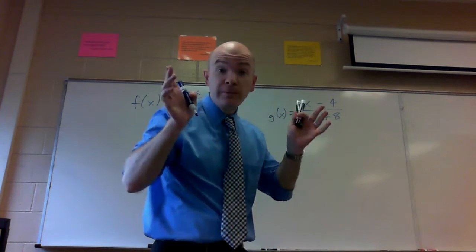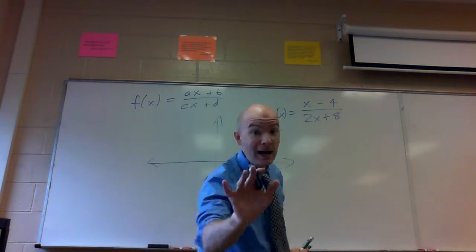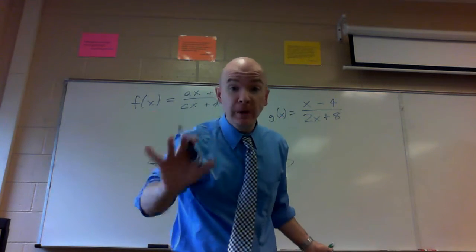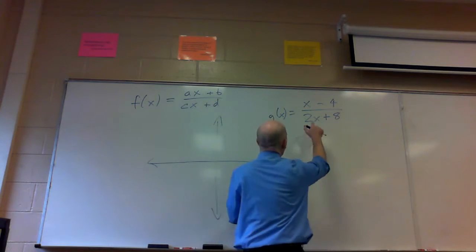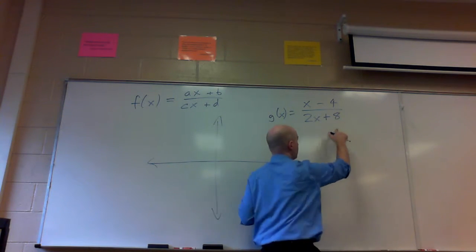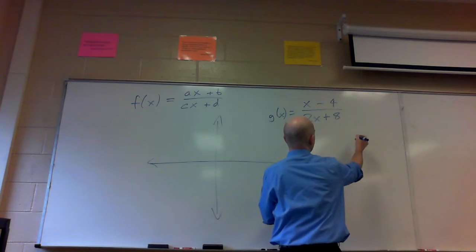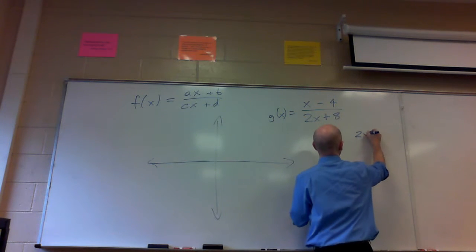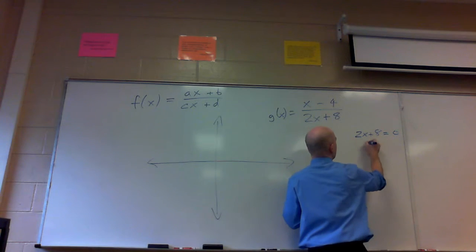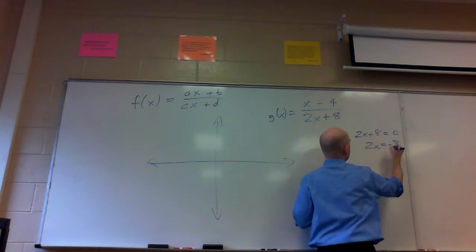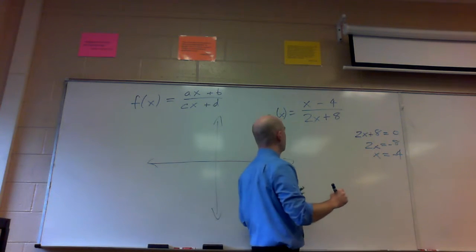First of all, the vertical asymptote is quite simple to find. What can you never divide by? Zero. What will make your denominator, which you are dividing by, equal to zero? Well, set it up. 2x plus 8 is equal to zero. 2x equals negative 8. X equals negative 4.